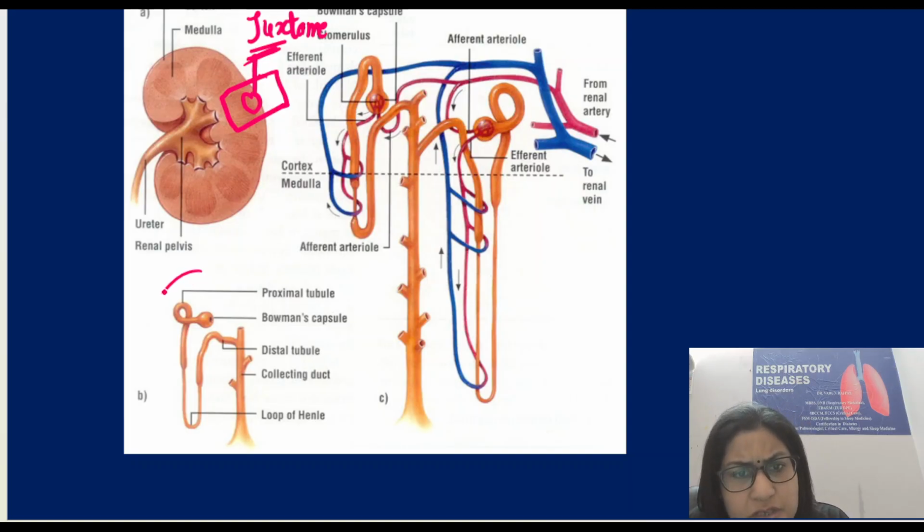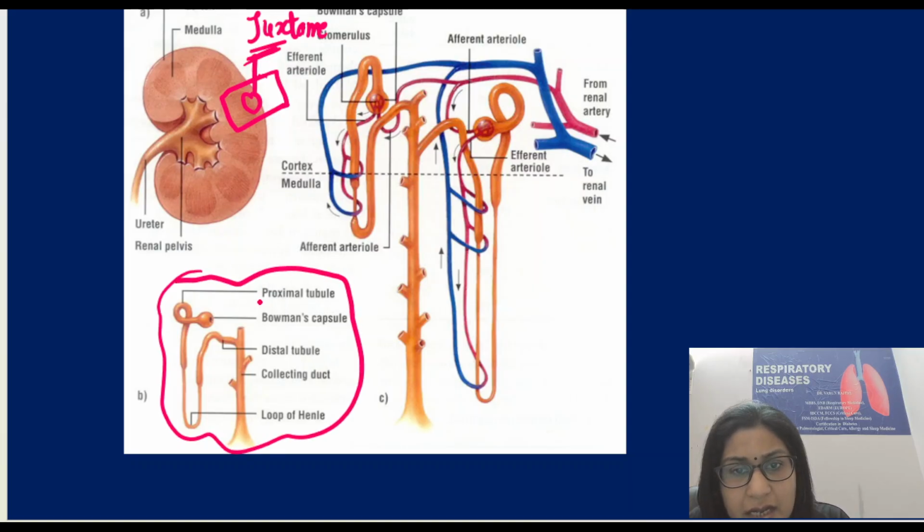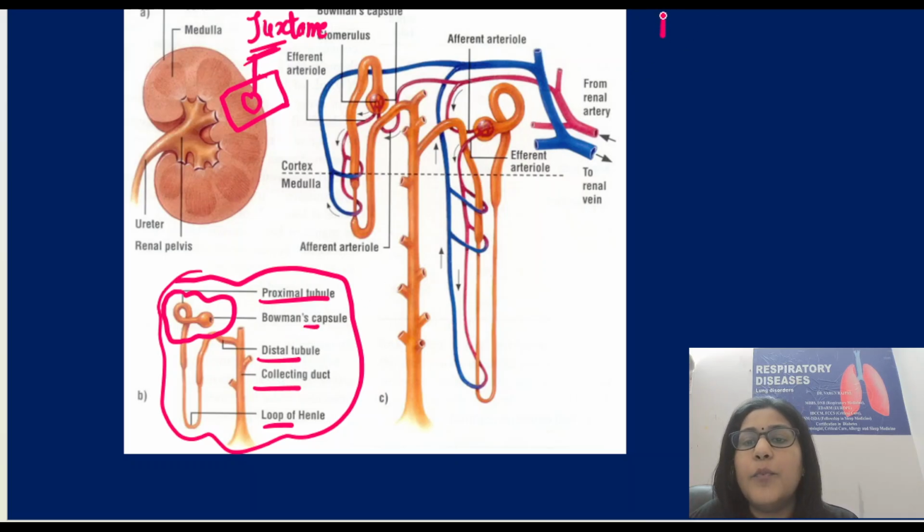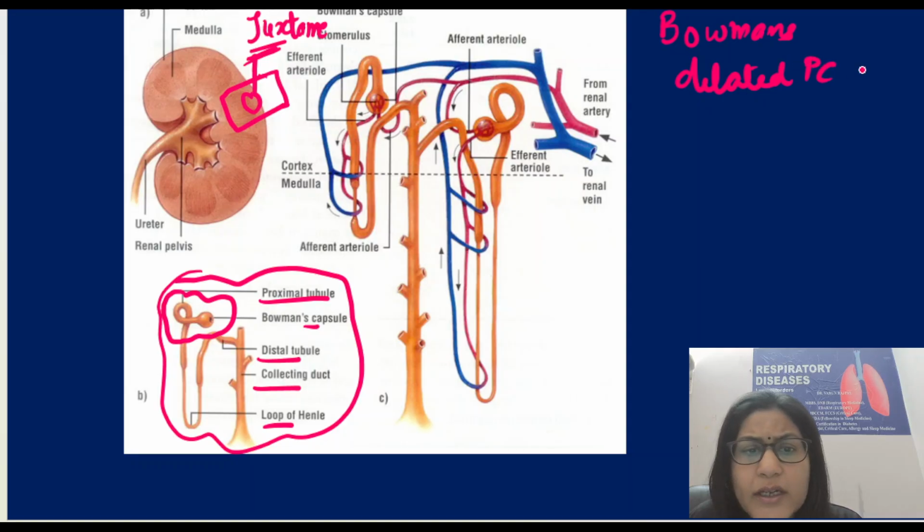Now if you see what a nephron is composed of, this is your nephron. It has a proximal tubule, a distal tubule, a collecting tubule or collecting duct, and the loop of Henle. All of us are aware of these structures from anatomy and physiology, but let me highlight that the dilated part of the PCT is the Bowman's capsule. So the Bowman's capsule, or your glomerulus, is nothing but your dilated PCT. Okay, so what is happening?